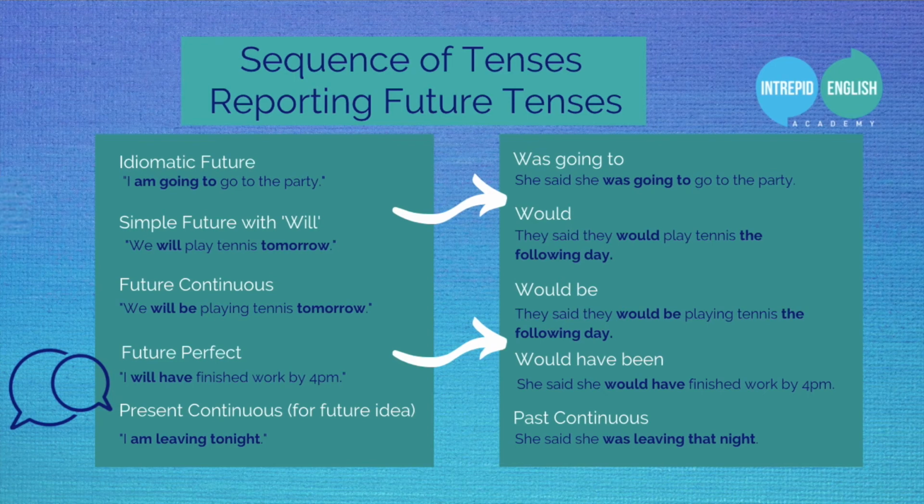Now let's move on to the future tense. I'm going to go to the party. She said she was going to go to the party. We will play tennis tomorrow. They said they would play tennis the following day. That can be a little bit of a tricky one for some English students, so be careful with that one.